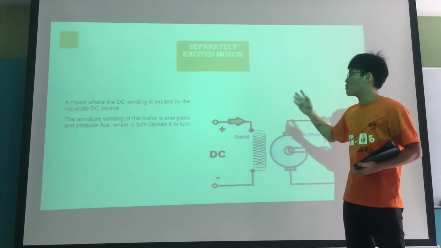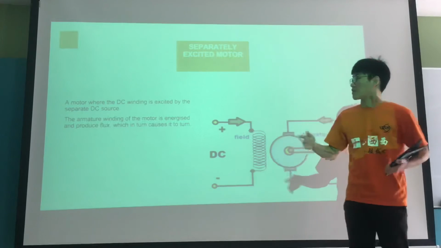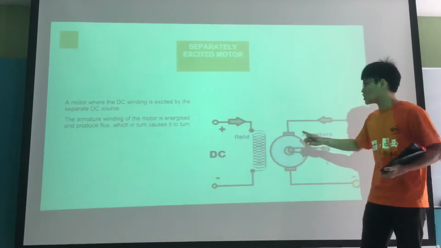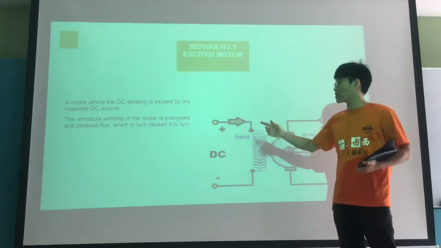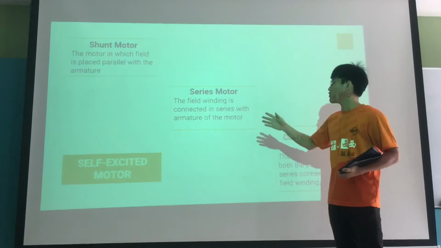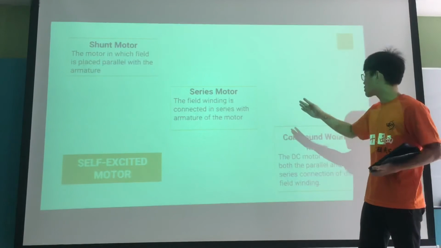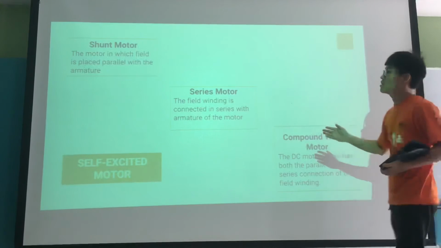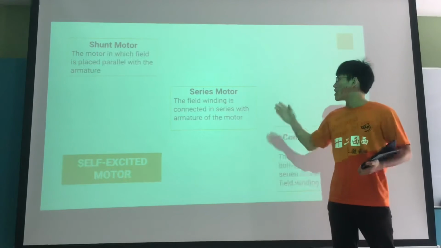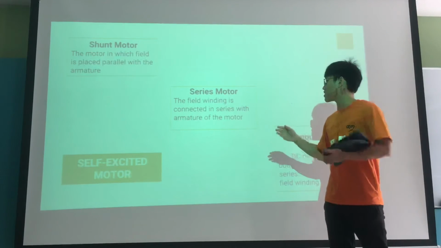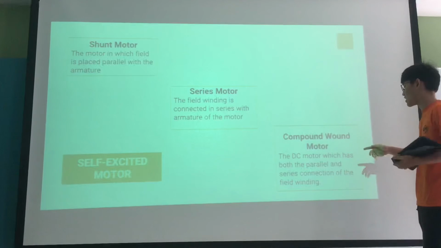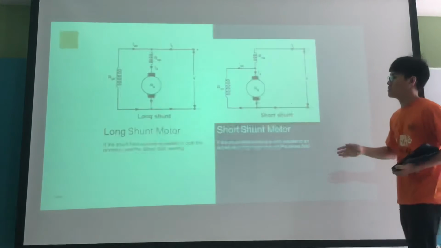Separately excited motors are motors where the DC winding is excited by a separate DC source. So they are separated. The armature windings in the motor are energized and produce flux, which in turn causes it to turn. Now for self-excited motors, there are three types: the shunt motor, series motor, and compound wound motor. Shunt motors are motors in which the field is placed in parallel with the armature, and in series motors, the field winding is connected in series with the armature, and in compound, it is a mixture of both, where there is both series and parallel.